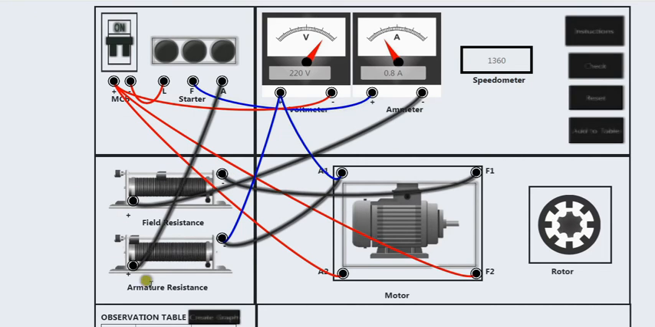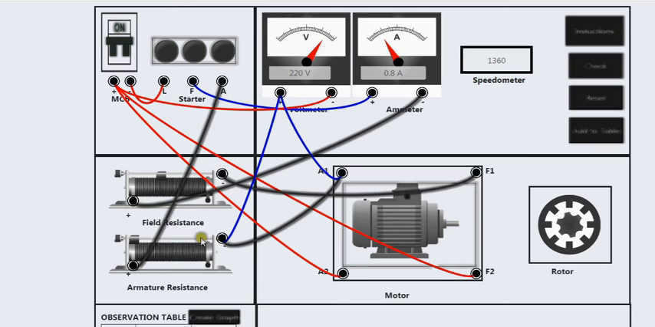First note down the readings. Click on add to table. See the readings of the voltmeter: 220 volt is the current armature voltage reading. And this is the field current, 0.8 ampere. Then add to table, and we have the first row of the observation table.